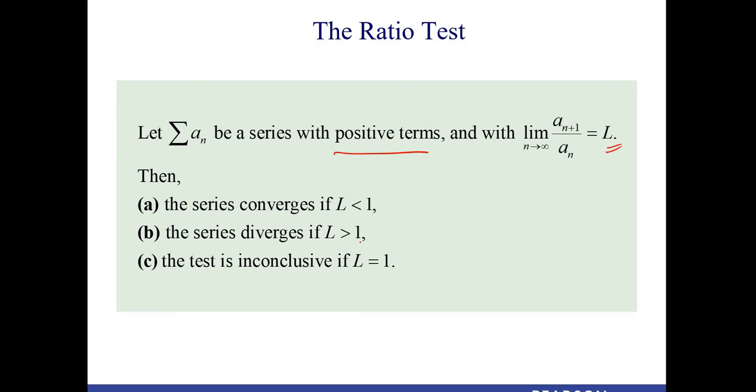So this will only work if my ratio test produces a value less than 1 or greater than 1. Take a look at this fraction, a sub n plus 1 over a sub n. It will be very useful for us to write this as a sub n plus 1 times the reciprocal of a sub n. So keep that in mind.